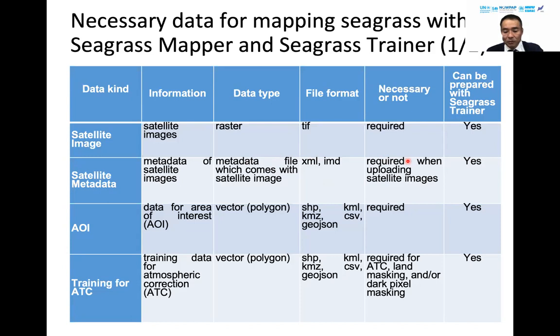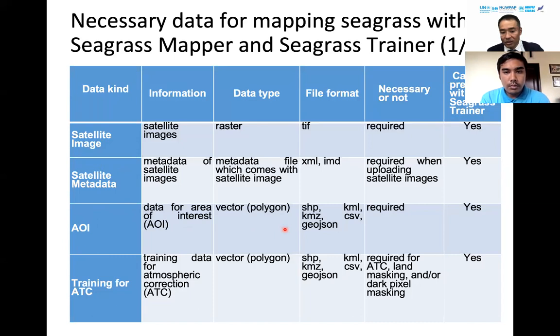This means that Seagrass Mapper comes with freely available satellite images, and these images come from the Google Earth Engine data catalog. I will explain what kind of sensor data is available from the Google Earth Engine data catalog. So if you are not uploading any satellite images of your own, you don't need to upload the satellite metadata. You need to specify area of interest information, and this information is called AOI. AOI should be in vector polygon data format, and the file format is either shape, KML, KMZ, CSV, or GeoJSON. And this information is required in any case.